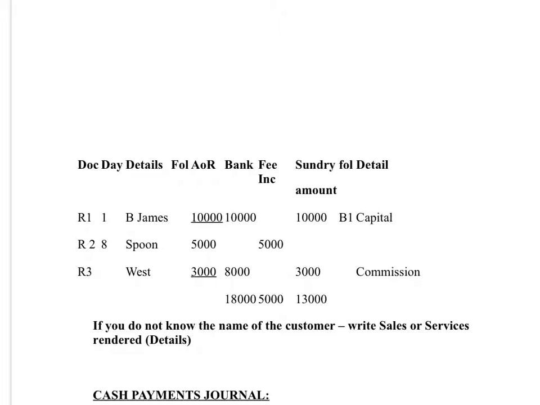Then, when we analyze the transactions of the 8th, we see that Spoon, we gave him 5,000 Rand in the analysis of receipts, and it was fee income for services rendered. West paid 3,000 Rand in the analysis of receipts, and we see that it was 3,000 Rand commission. Now, at the end of the day, you drew a line underneath the last transaction of the day and you added them up. 5,000 plus 3,000 equals 8,000, which you put into your bank.